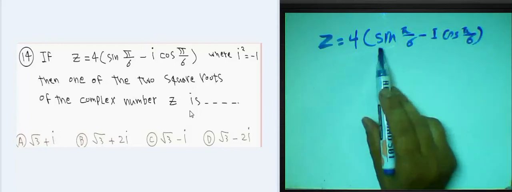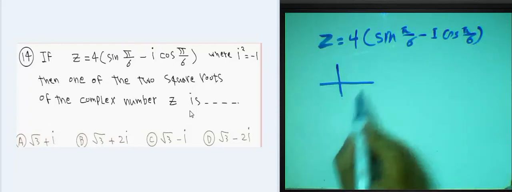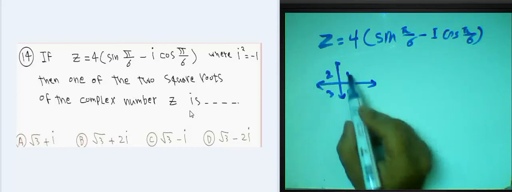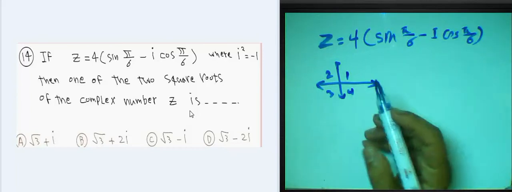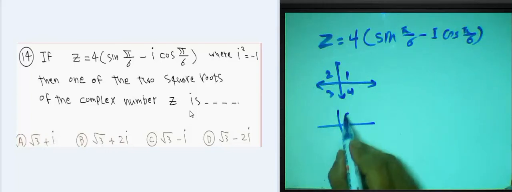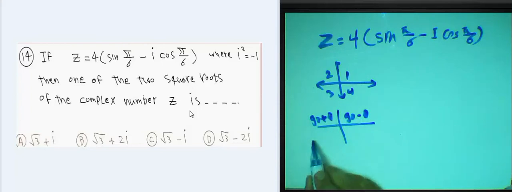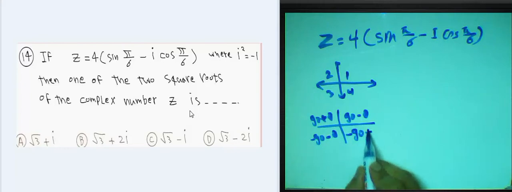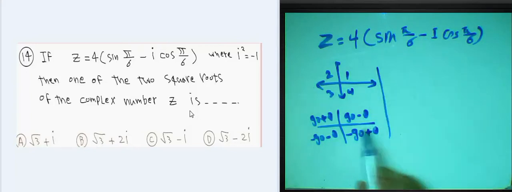We know here sine and cosine, so we must change sine to cosine. Look at the quadrants: first, second, third and fourth. If we change sine to cosine, in the first quadrant it will be 90 minus theta, in the second 90 plus theta, in the third negative 90 minus theta, and in the fourth negative 90 plus theta. So look at the signs here, positive and negative: it lies in the fourth quadrant.